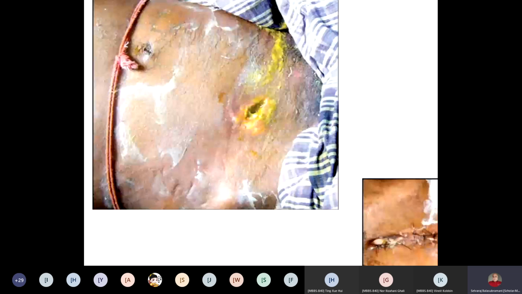After appendicectomy also this can happen. There is a connection between the inside bowel and the skin, so that the fecal matter is coming out. If there is no distal obstruction, you need not do anything. As long as there is no distal obstruction, it will automatically get closed. But if there is any distal obstruction, then you have to treat the distal obstruction, otherwise it won't heal.